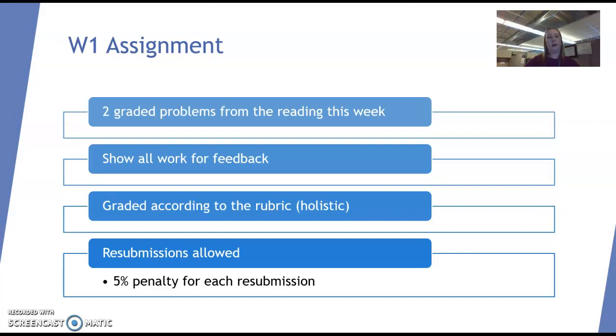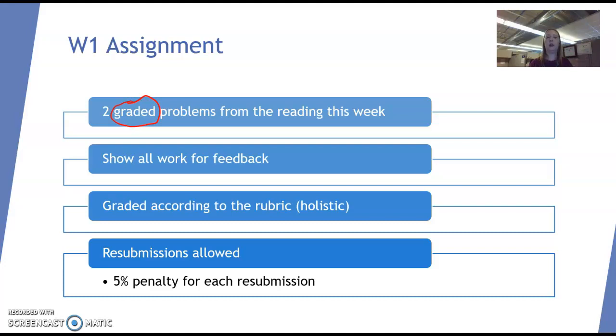Now your week 1 assignment, this is one that is graded. So you have 2 graded problems from the reading. This particular week, your assignment is on the order of operations, so you're going to be completing 2 order of operation problems. In order to get full points and to receive feedback, you need to show all of your work. So it's really important you show it step by step by step, and I model the process in my order of operation video. So you want to watch the order of operation video so you can see the process.